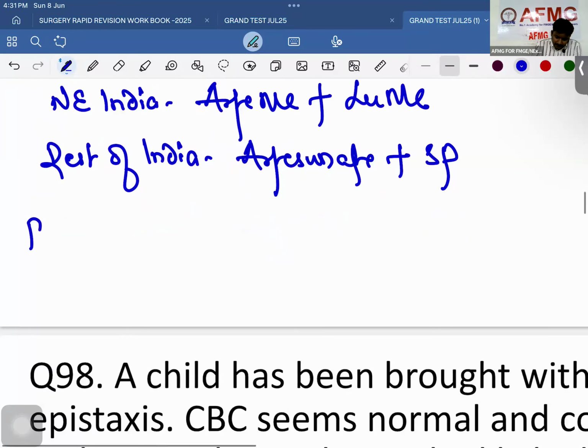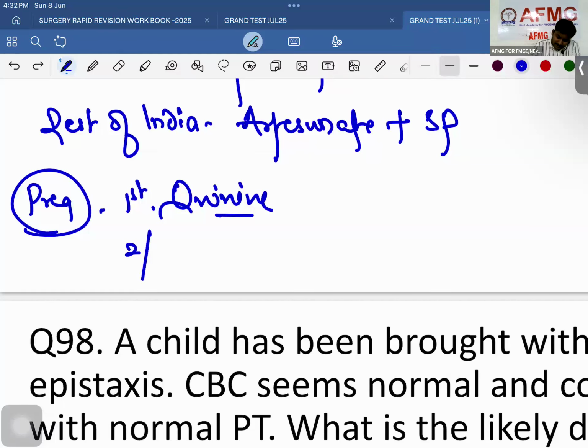If they say pregnancy, Plasmodium falciparum infection, uncomplicated in pregnancy: in the first trimester we cannot give artemisinin based combination therapy, so we give quinine, beta. But in the second and third trimester we easily give artemisinin based combination therapy, beta. That is the same depending on the location.